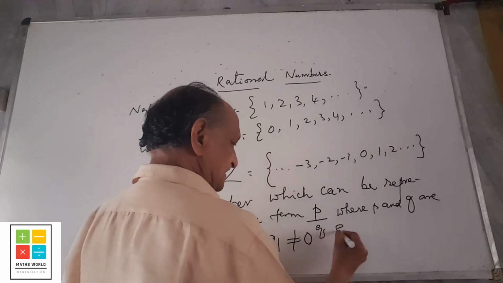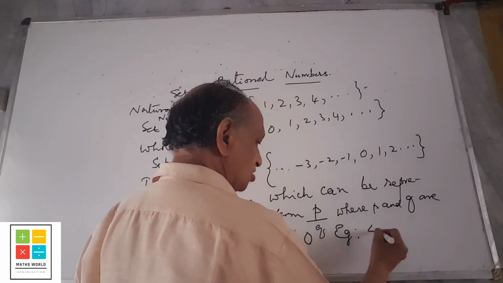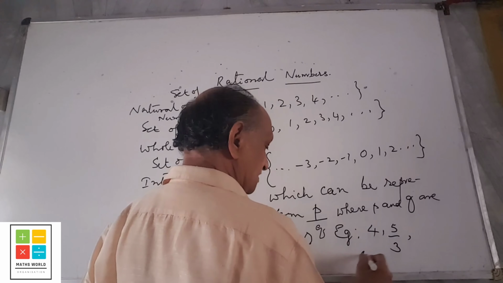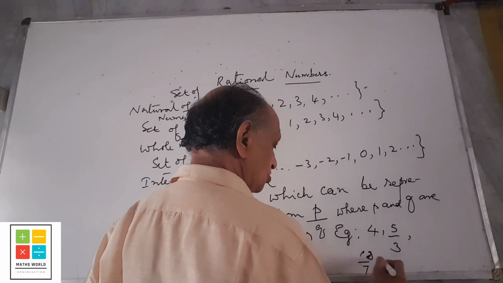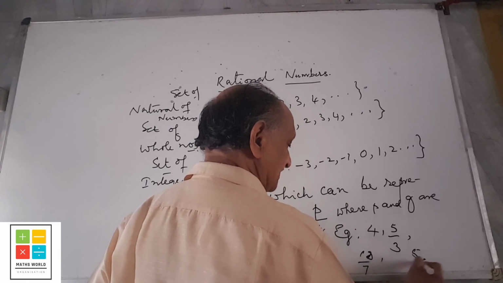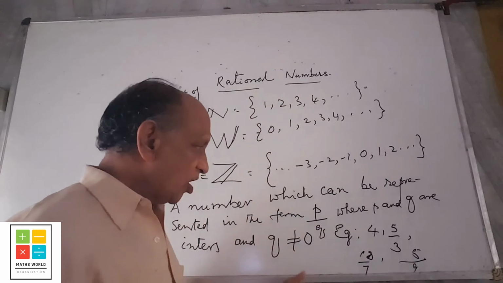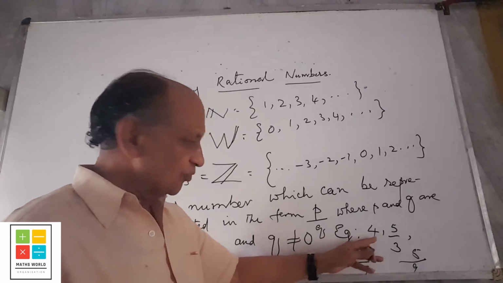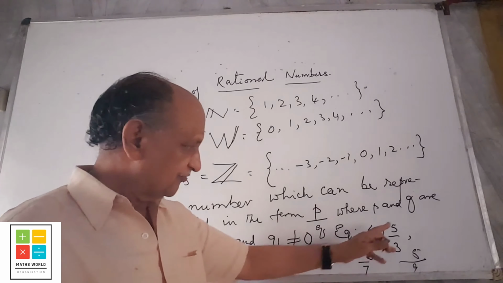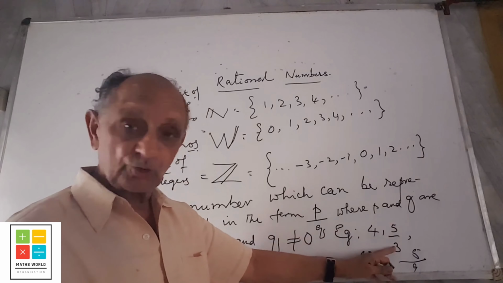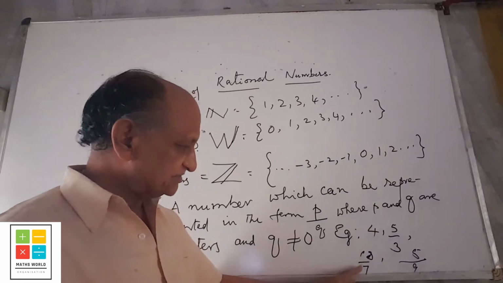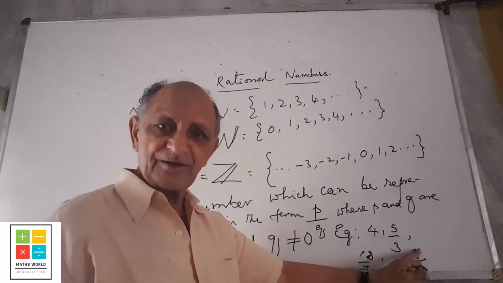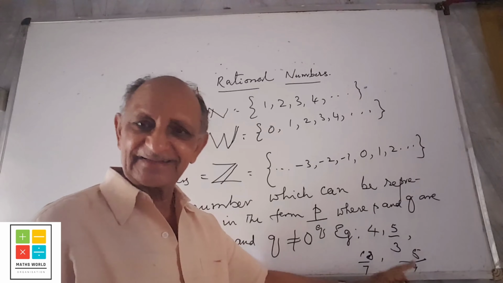If you want, as examples, you can write 4, 5 by 3, 10 by 7, 5 by 9. All these are rational numbers. 4 by 1, P by Q. 5 by 3, P by Q. Q not equal to 0. 10 by 7, 10 integer, 7 integer, 7 is not equal to 0. 5 by 9, 5 integer, 9 integer.